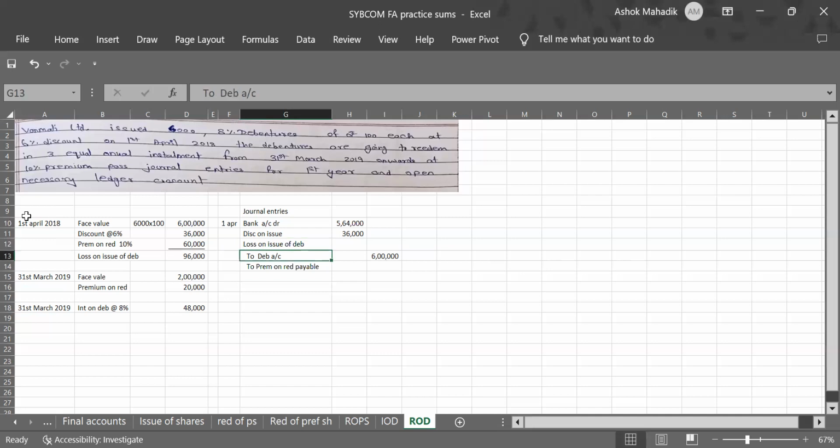How much are we going to pay extra? 60,000. 60 on debit and 60 on credit. Clear? This is the basic entry.